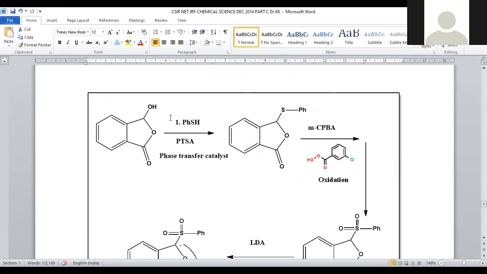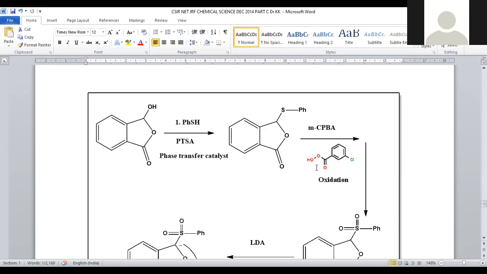When thiophenol is treated, what happens? Water will be eliminated, and it is converted into a thioether. This is called a thioether, and it will be treated with metachloroperbenzoic acid. This will be the structure of metachloroperbenzoic acid.